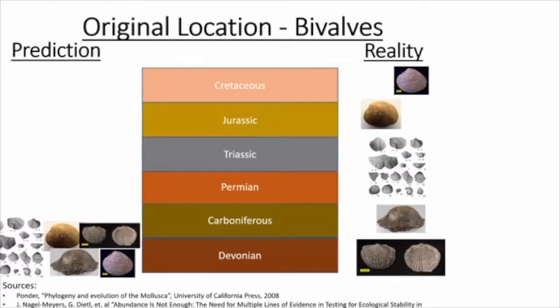Once again, this doesn't match the predictions of the flood model, but it's what we'd expect to see with uniformitarianism, where the layers represent deep time. And so bivalves existed throughout that time, so they exist throughout the layers. Incidentally, that doesn't fit hydraulic sorting either.